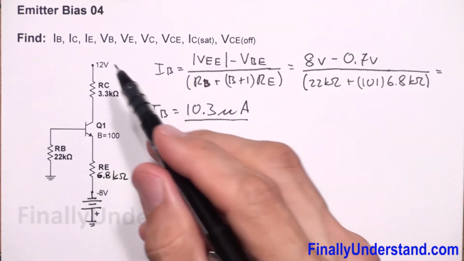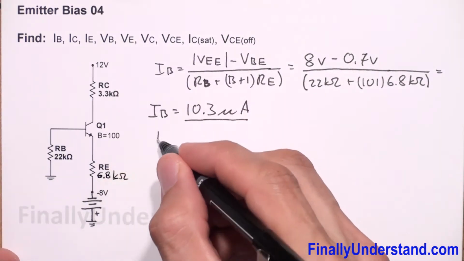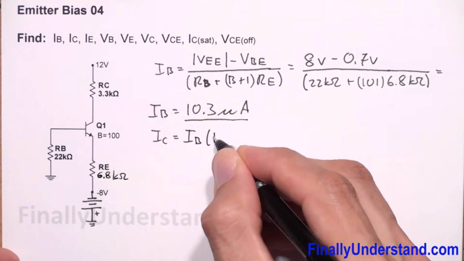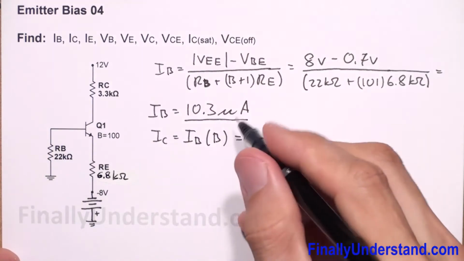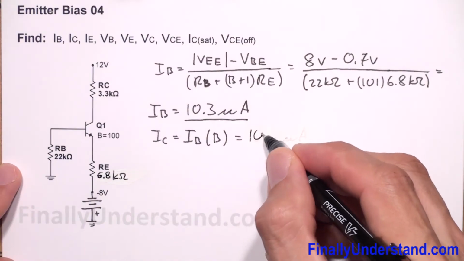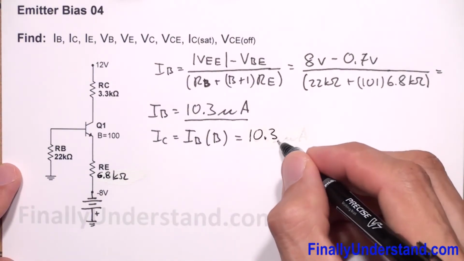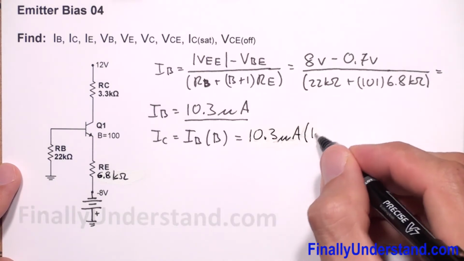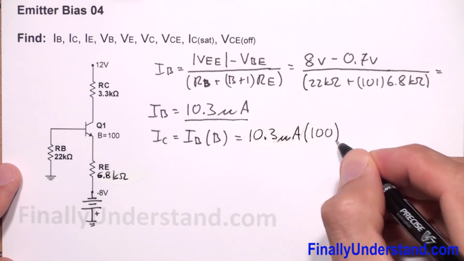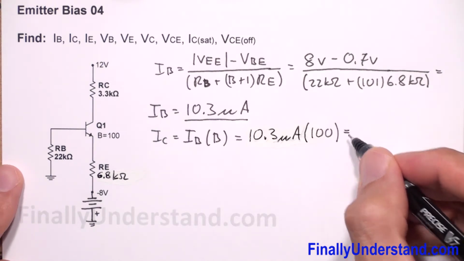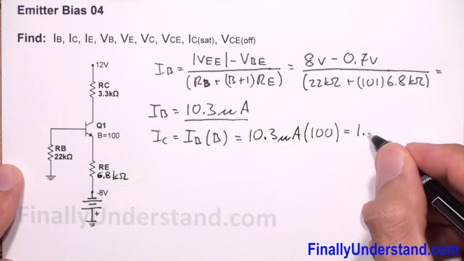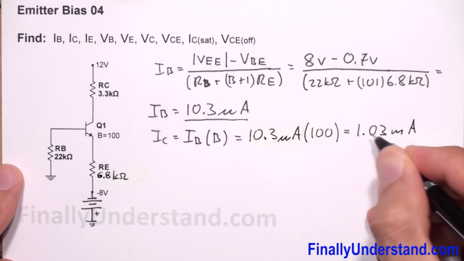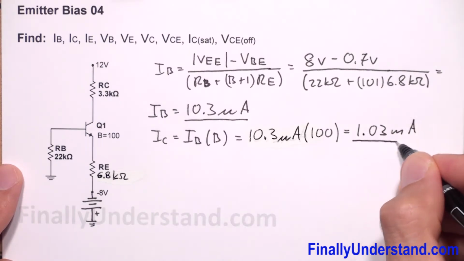Next, I'm supposed to find the current IC. The formula for IC says IC is equal to IB times beta, where IB is 10.3 microamps times beta, which is equal to 100. So this is equal to 1.03 milliamps. This is my current IC.